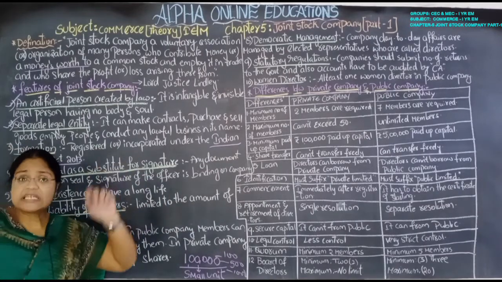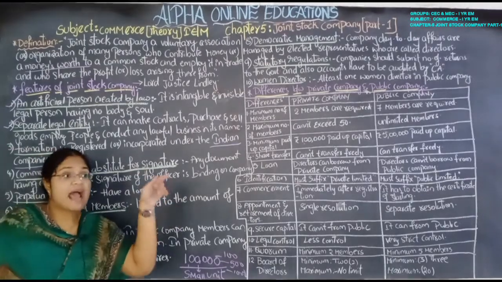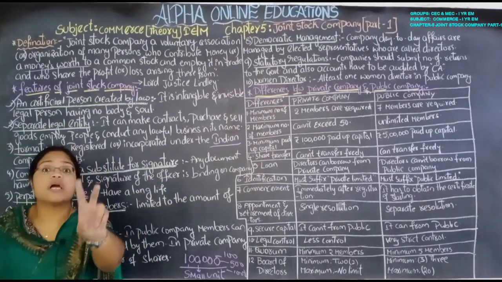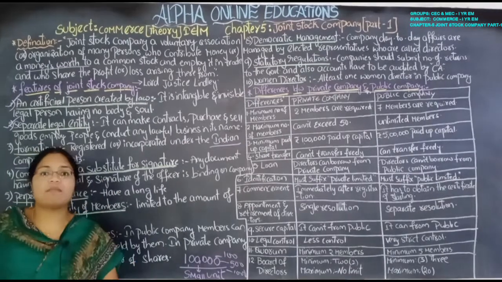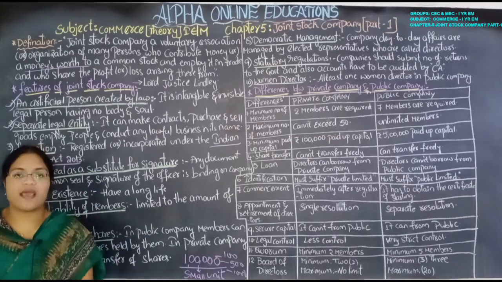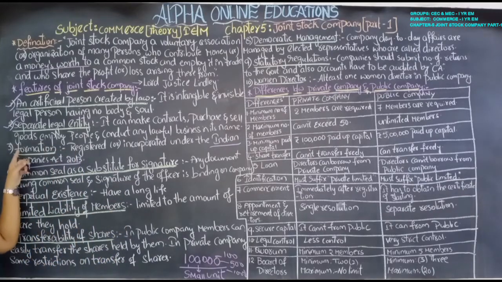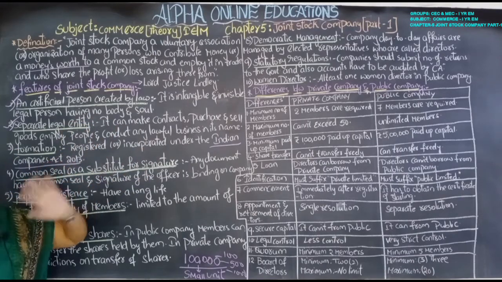Okay, when we studied sole trading concern, what we have discussed, owner and the sole proprietor both are same. Okay, when we are studying joint Hindu family, we said Karta and joint Hindu family both are same. But here you see that the company and the owner is not same.